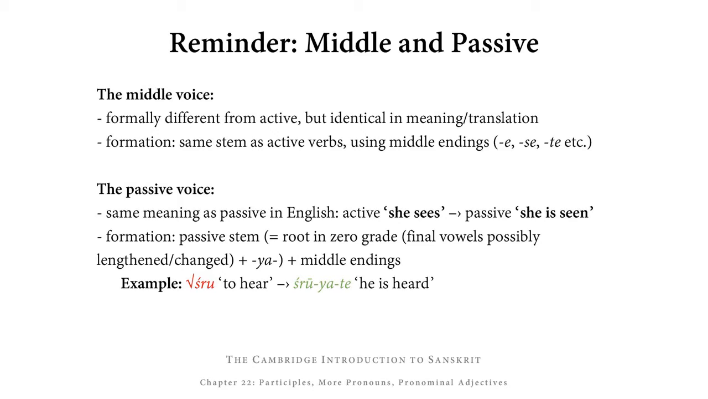As for passive formation in Sanskrit, we take the passive stem, which consists of the root in zero grade plus ya, and if this verbal root ends in a vowel, then this root final vowel is possibly lengthened or changed. Added to this passive stem, we then have middle endings. So, for example, of shru, meaning to hear, we then have a third singular passive shruyate, he, she, or it is heard.